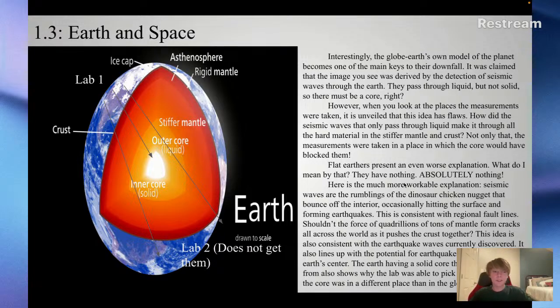Seismic waves are the rumblings of the dinosaur chicken nugget that bounce off the interior, occasionally hitting the surface and forming earthquakes. This is consistent with regional fault lines. Shouldn't the force of quadrillions of tons of mantle on a ball Earth model form cracks all across the world as it pushes the crust together? This idea is also consistent with the earthquake waves currently discovered. It also lines up with the potential for earthquakes coming from the Earth's center. The Earth having a solid core that earthquakes come from also shows why the lab was able to pick up the seismic waves. The core was in a different place than in the globe model, which they were using and where they expected it to be.